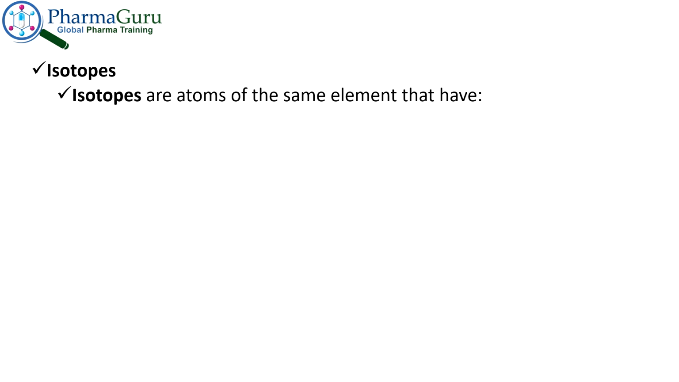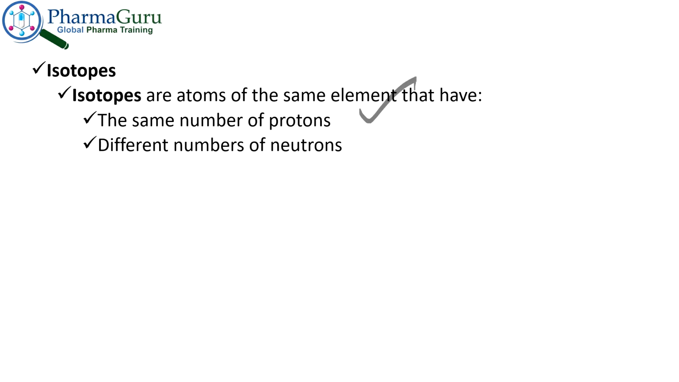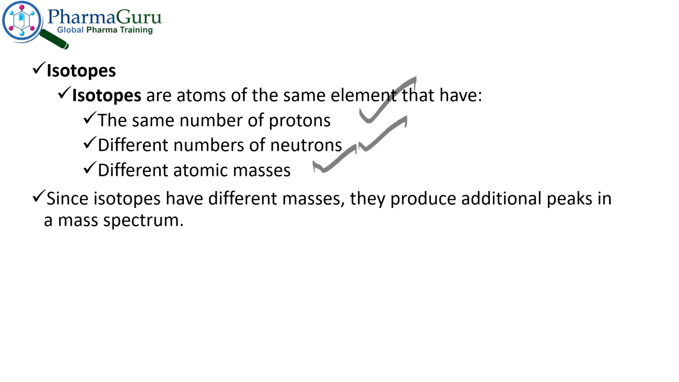Isotopes. Isotopes are atoms of the same element that have the same number of protons but a different number of neutrons, therefore different atomic masses. Since isotopes have different masses, they produce additional peaks in the mass spectrum, which we are going to discuss in this session.